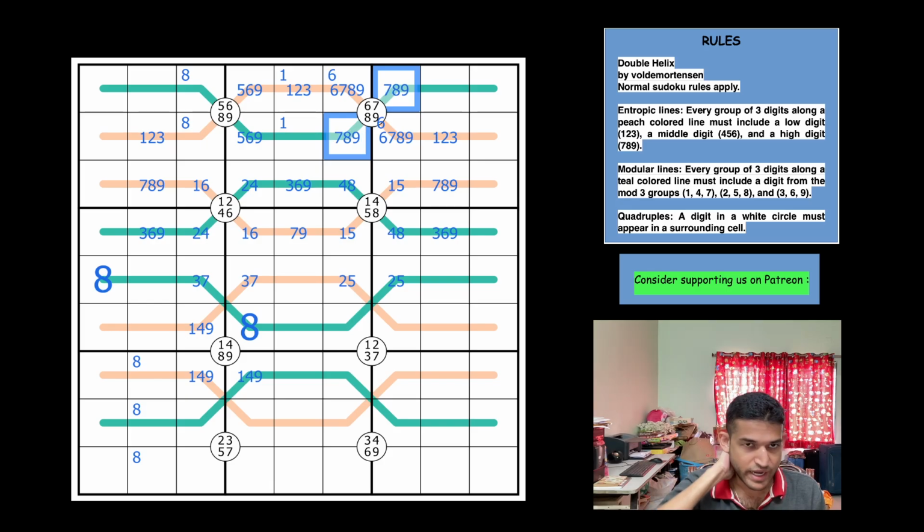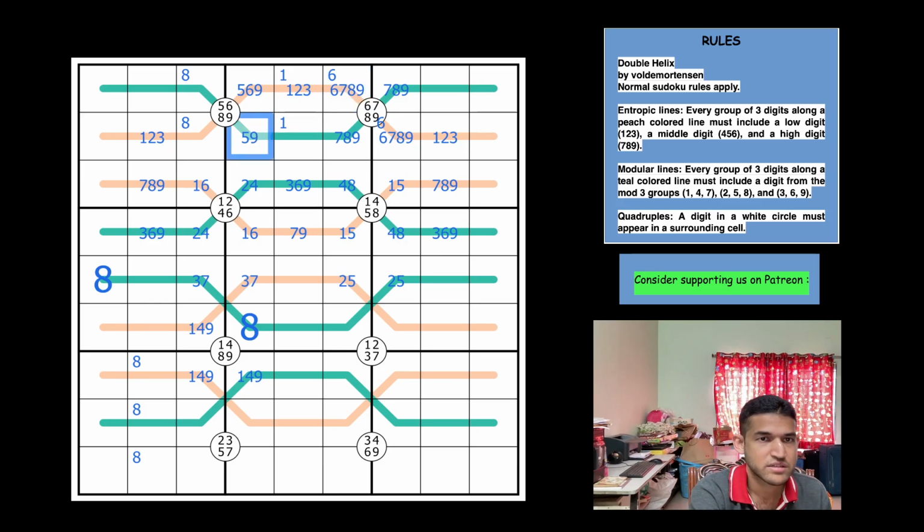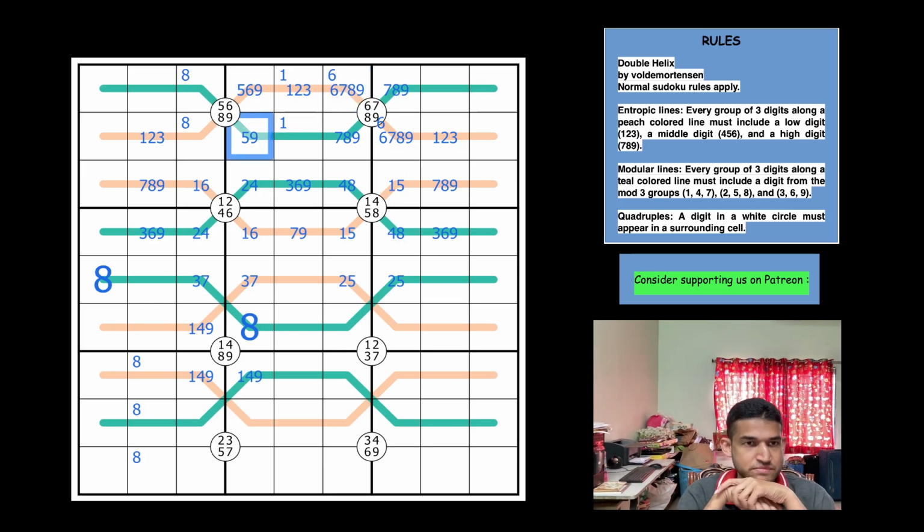That's excellent. And as far as the teal line is concerned, it's a modulo set: 3, 6, 9, 2, 5, 8, 1, 4, 7. Okay, there is no issue there. 6 must be in these cells, which means this cell right here, which sees both of these cells, cannot be a 6. It's a 5 or a 9. Now I'm going along this peach line, teal line, 2, 5, 8, 3, 6, 9. Okay.